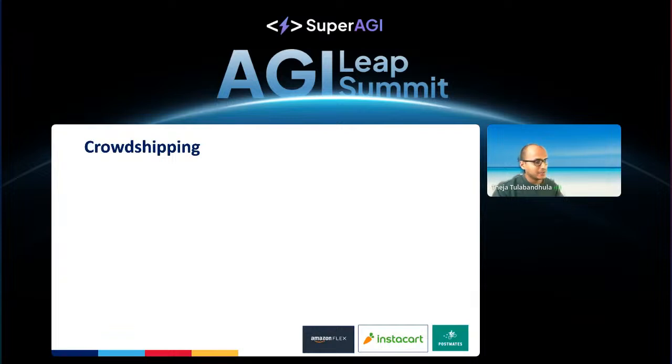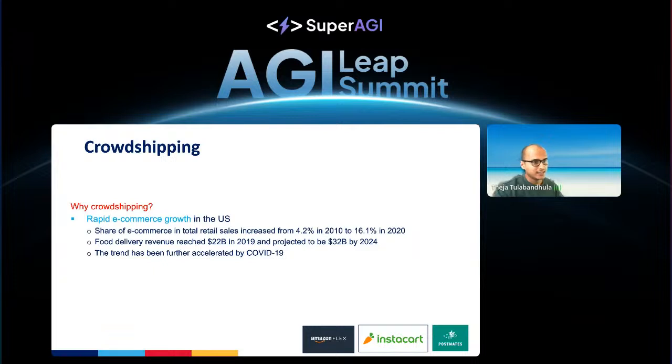Okay, so let me set the problem context. This is an applied talk. So I'm going to talk about the problem and then look at not specifically AGI or Gen AI models, but basically enhancements in deep reinforcement learning, and how we can use that to give a solution to this problem. So what is the problem? The problem is about crowd shaping, which is the problem of assigning deliveries using ordinary individuals, making these deliveries to various locations and so on.